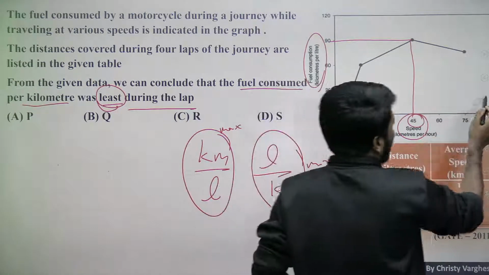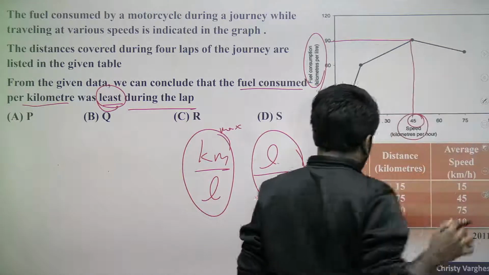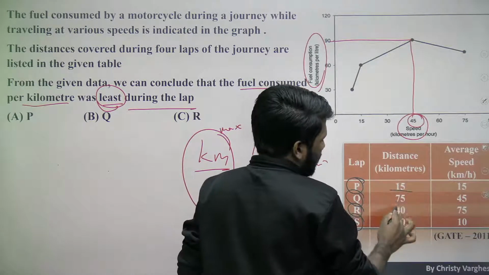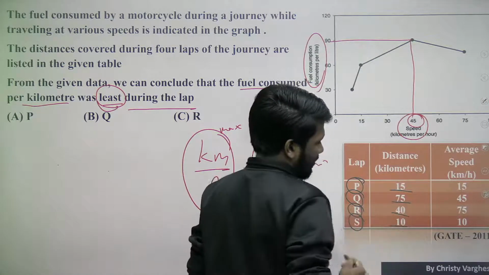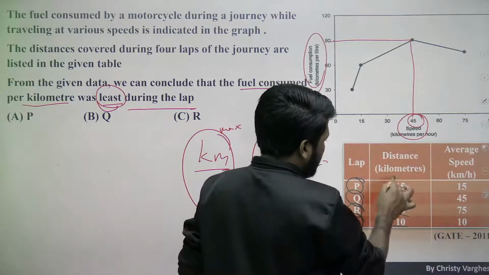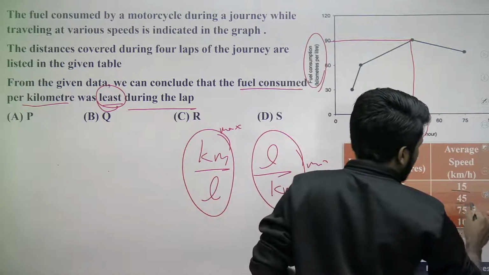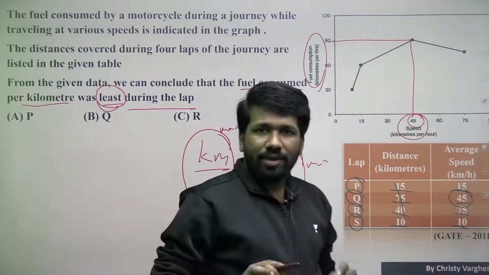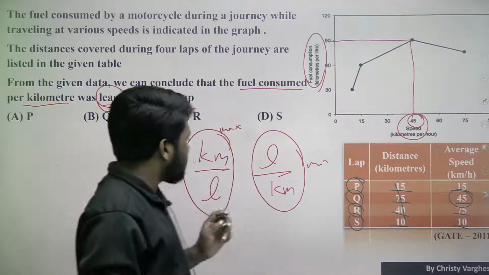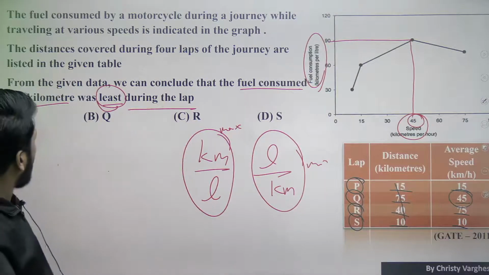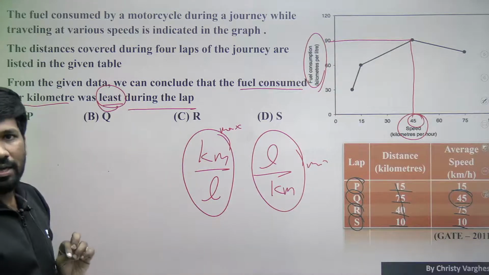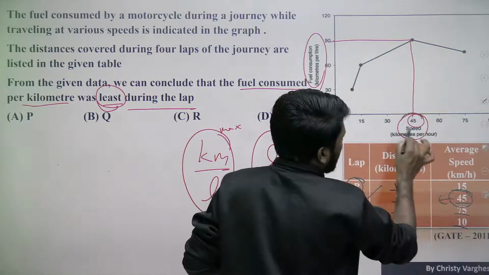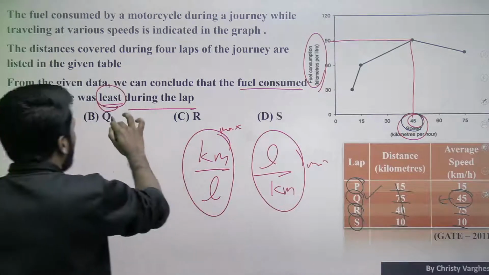What is the relevance of this table? This table is saying about different laps, P lap, Q lap, R lap, S lap, at which the person is moving at different speeds. This is kilometer, not this one. Different average speeds. It is clear that if he went at 45 kilometer per hour, definitely the mileage will be maximum. Mileage maximum means fuel consumed per kilometer will be minimum. When is that? In the Q lap, because in the Q lap he is traveling at 45 kilometer per hour. Therefore Q is the answer.